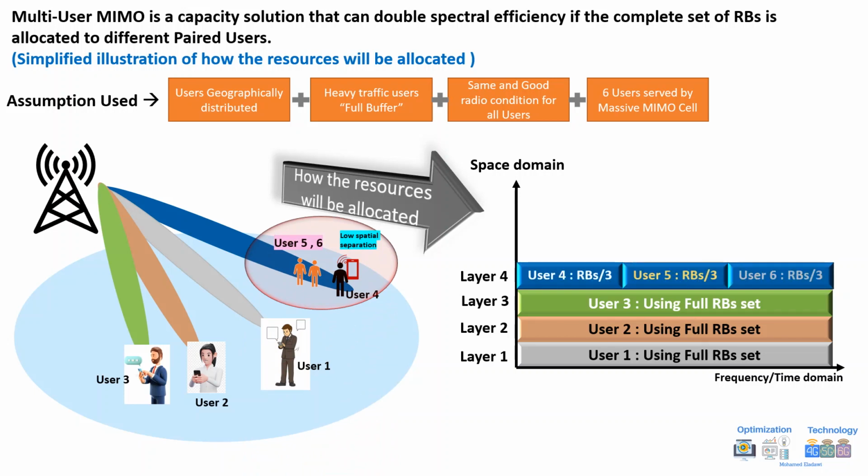As you can observe here, user 1, 2, 3 and 4 have been allocated with full set of resource blocks using different layers. However, when user 5 and 6 accessed the cell in almost the same location as user 4, the resource blocks of layer 4 have been split between user 4, 5 and 6. The next part will show the impact on both downlink user and cell throughput.